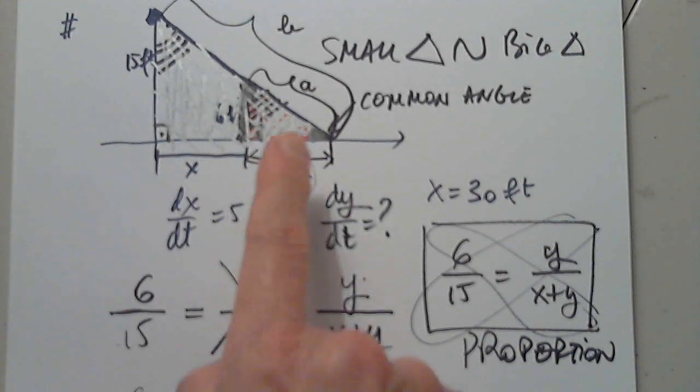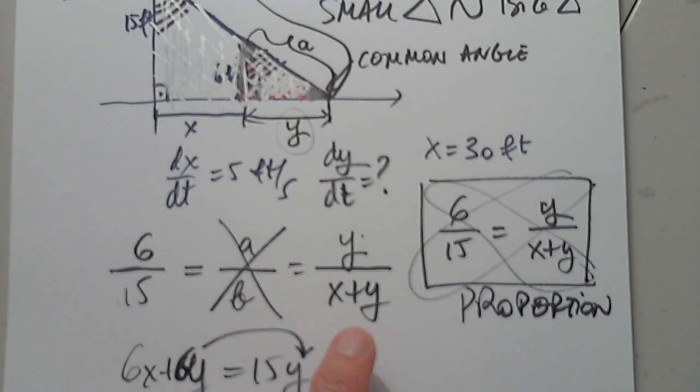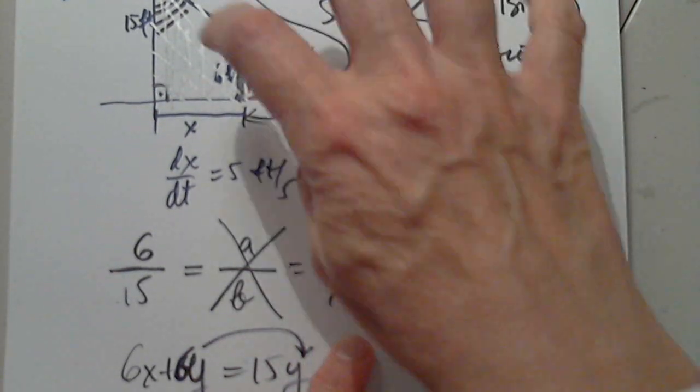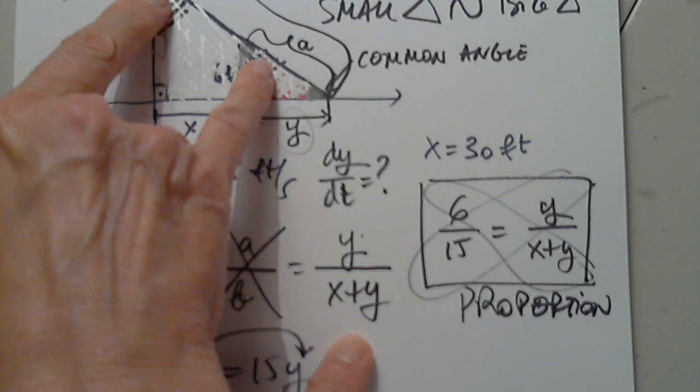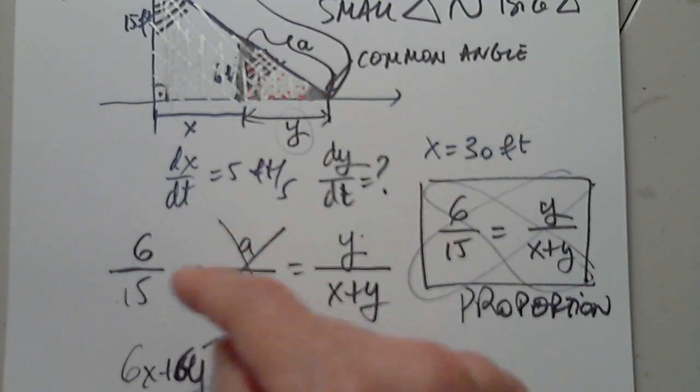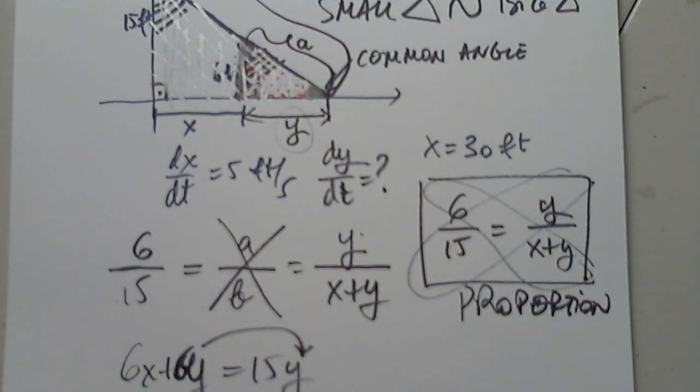But I cannot use this because I don't have any of those measurements. And then I move on to the last angle. The opposite of this is Y, and the opposite of this, they're congruent, is X plus Y. That's why I have Y and X plus Y. These three sides come from the small triangle. These three sides come from the big triangle.